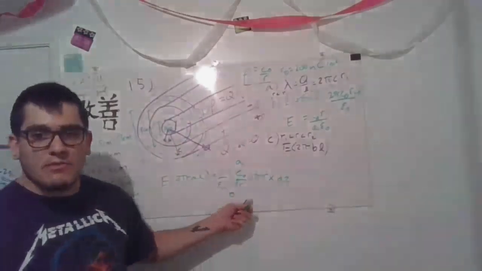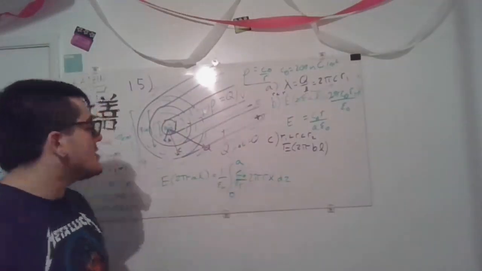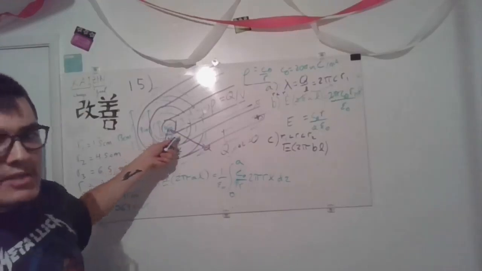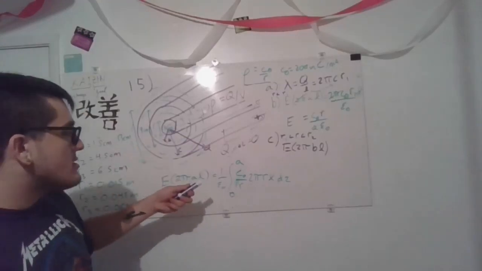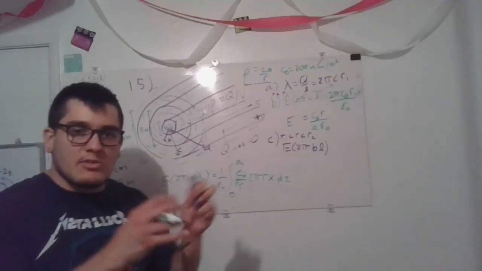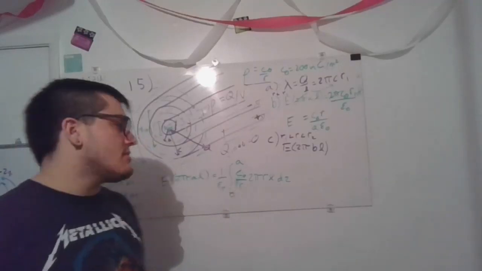Okay, my limits would be from 0 to A. Does that make sense? Because I've labeled A as my inner Gaussian surface here. And I'm not going to do the whole cylinder. I'm only going to do a partial of the cylinder.